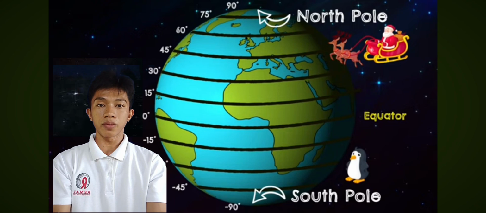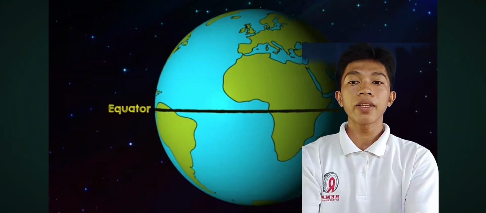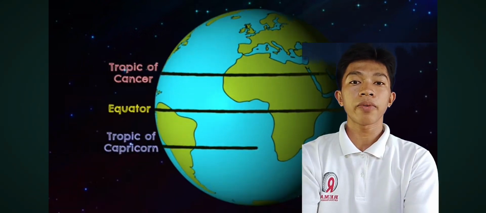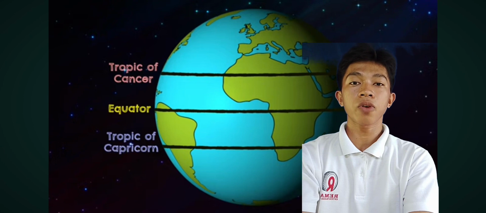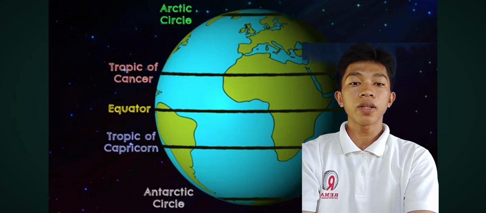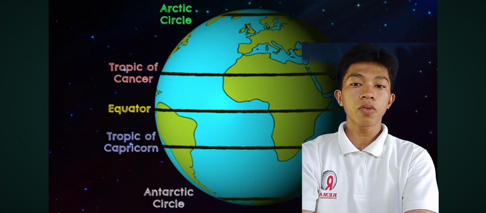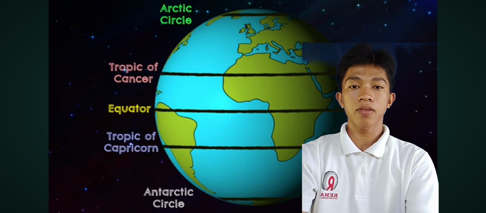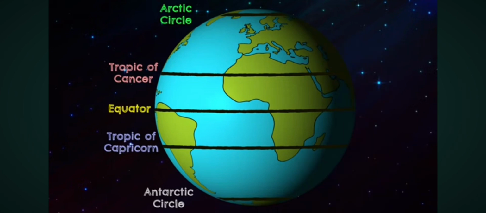Some other important latitudes are the Tropic of Cancer and Tropic of Capricorn, also called the tropics, and the Arctic Circle and Antarctic Circle, also called polar circles. These latitudes are important because they define different climates around the world and how much sunlight its zones get.